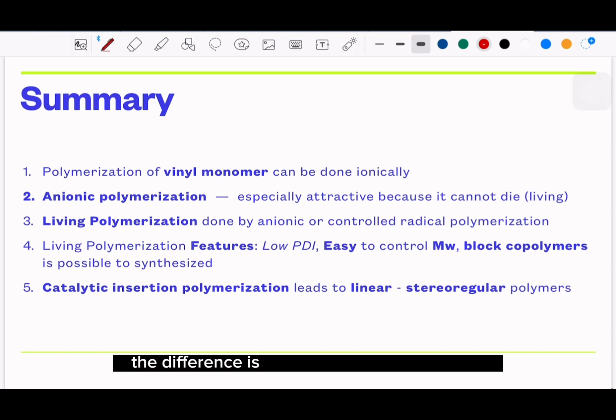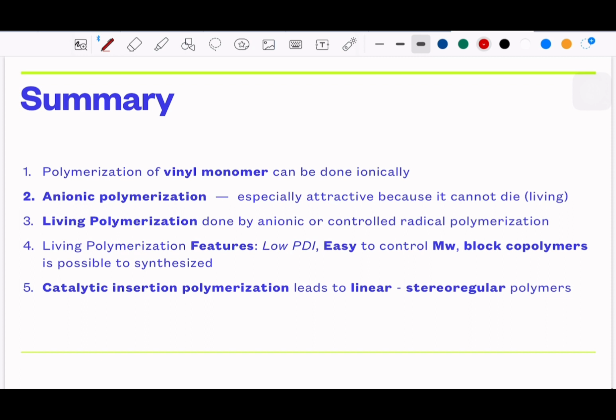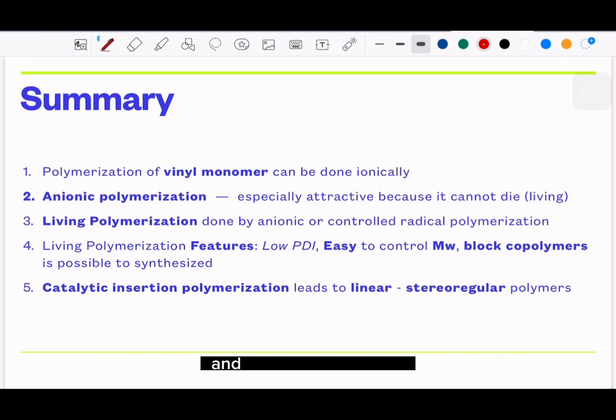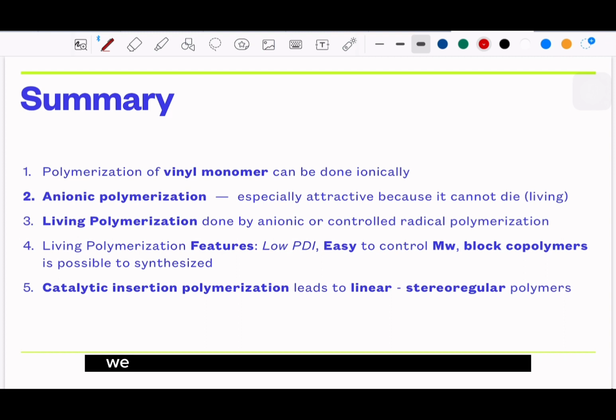The differences: for ATRP, we cover the radical, we take cover like a shield, and then we open when we want to polymerize. For RAFT, the electron will go forward and backward. And that's the difference. So the first one is we stop for some period of time, and then we polymerize again. For the second, we see it will be going forward and backwards.